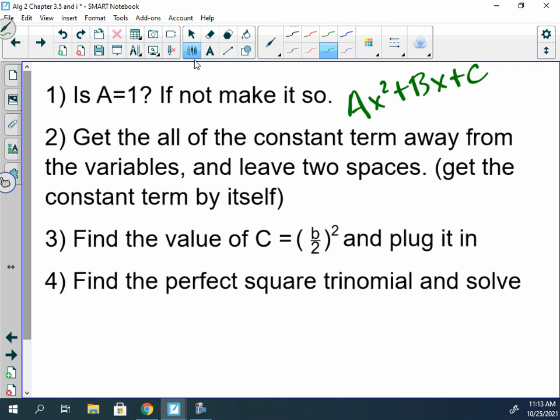Step number 2, get all the constant terms away from the variables and leave 2 spaces. Or in essence, get the constant term by itself. We want the constant term on one side of the equation. Step 3, find the value of c is equal to b over 2 squared and plug it in. Find the perfect square trinomial and solve, and essentially use the square root method. These are the 4 main steps in completing the square.